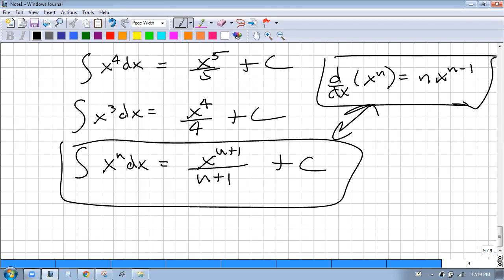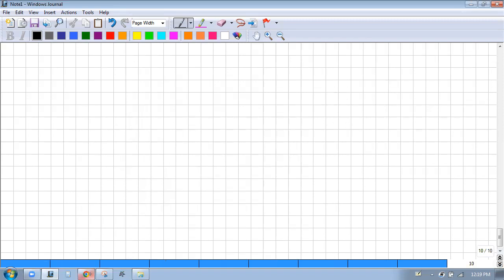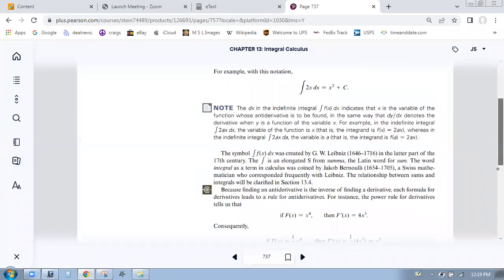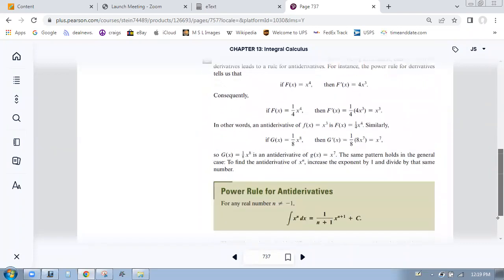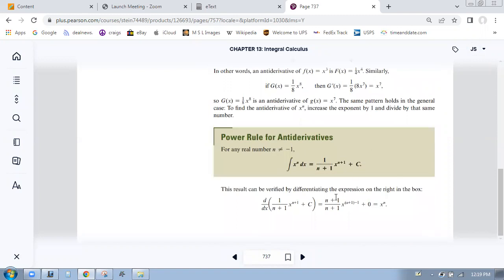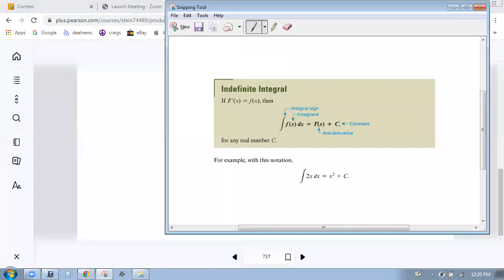One's talking in terms of antiderivatives, one's talking about derivatives. But all this is the power rule. All right? I know there's n's and symbols and stuff, but it's not complicated. We're just doing the power rule backwards. There it is. Power rule for antiderivatives.